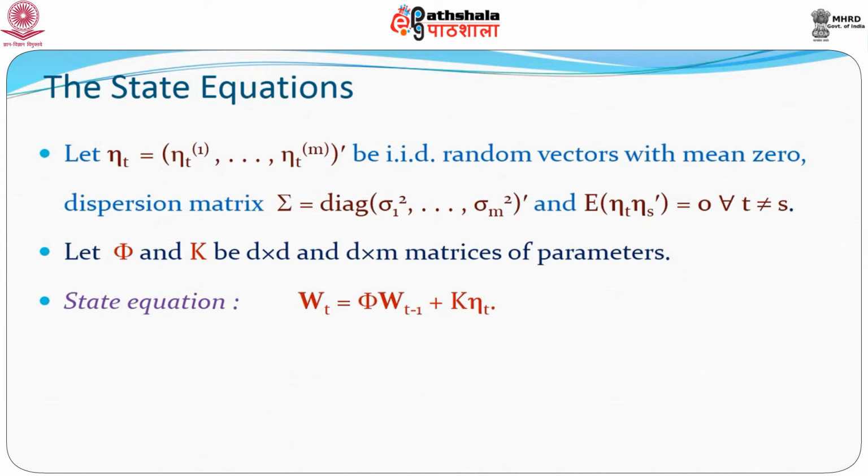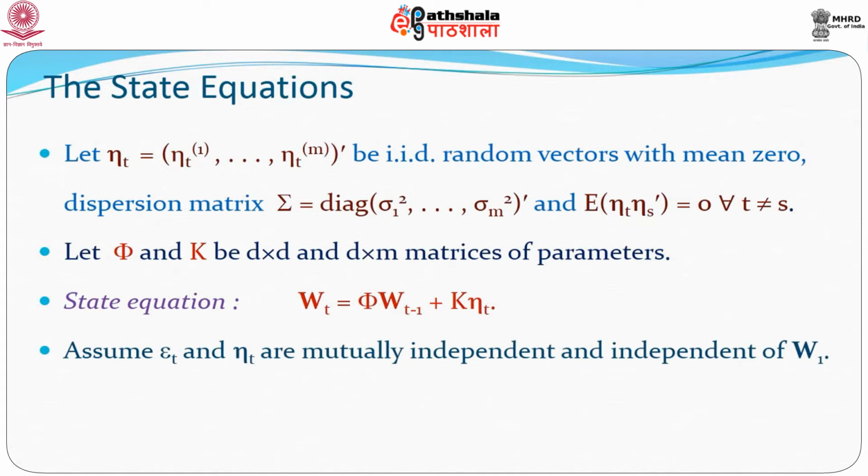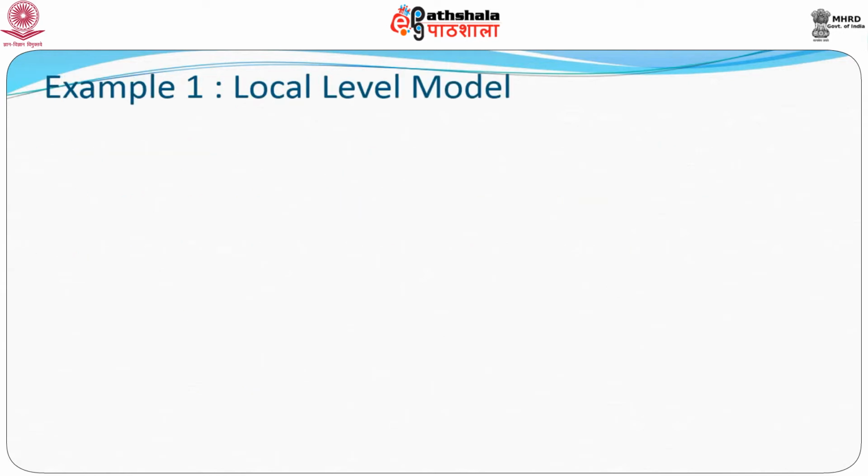We will also in most cases assume that epsilon t and eta t, that is the two errors, epsilon t is the error in the observation equation and eta t the error in the state equation, are mutually independent, and both of them are independent of the first state variable w 1. That is where we begin with the first observation that we should have had for the latent variable. In most cases also epsilon t and eta t would be assumed to be normal, but at this stage we do not require that.